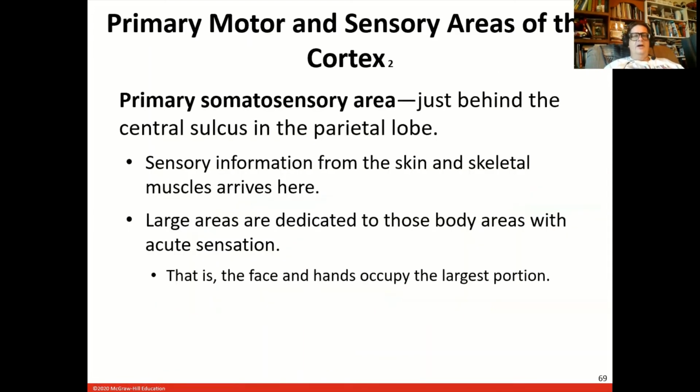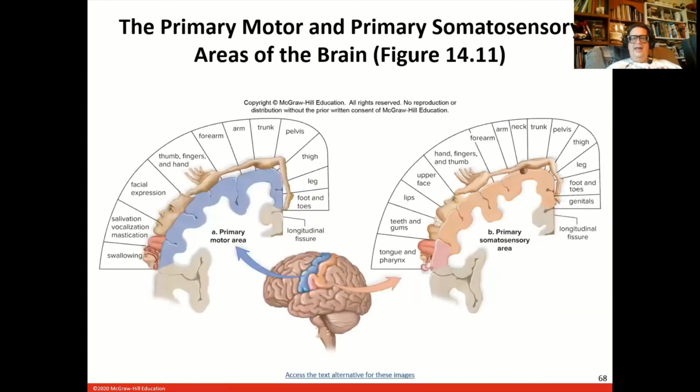Anyway. All right, the primary somatosensory area, that's the pink area on that last diagram, just behind the central sulcus. Information from skeletal muscles, information from skin. We're looking at senses. Again, hands and face have huge amounts of space, especially your hands, your fingers, your thumb. Super important to how we live as primates, our opposable thumb. A lot of nerve control going on there, so a lot of sensory information is processed there.